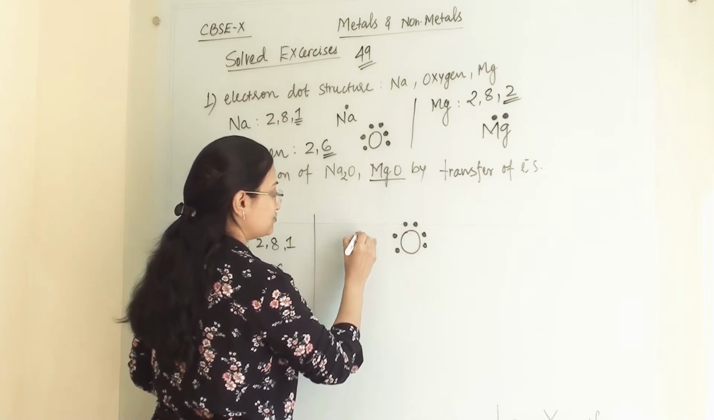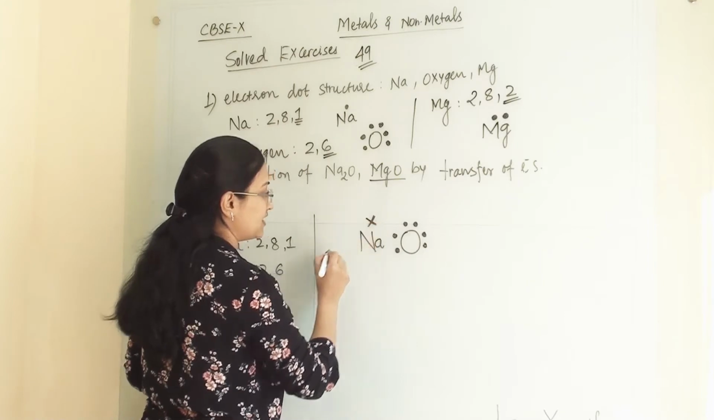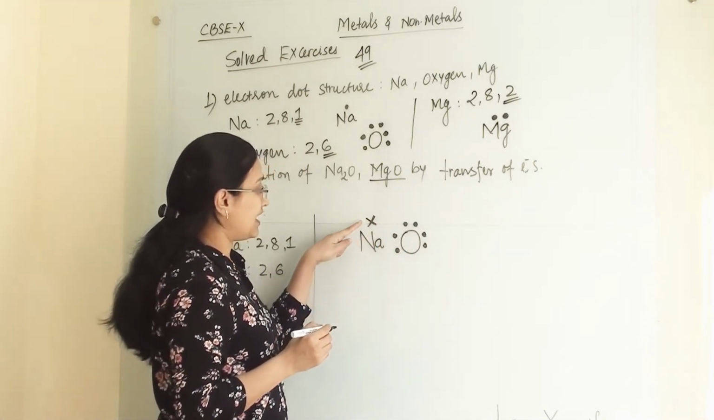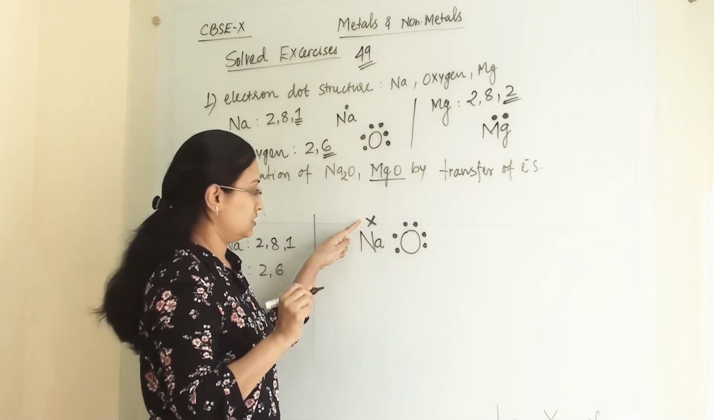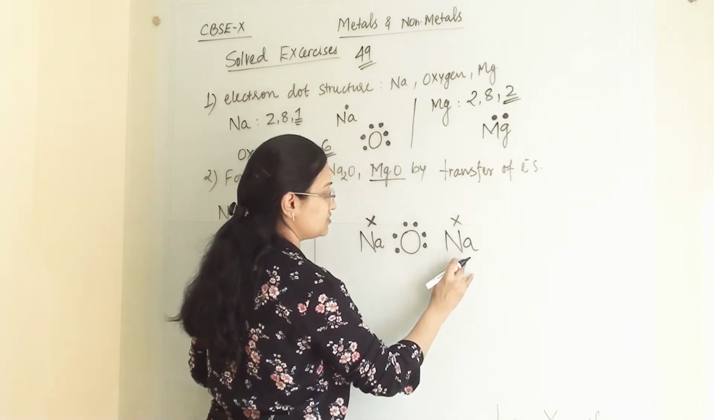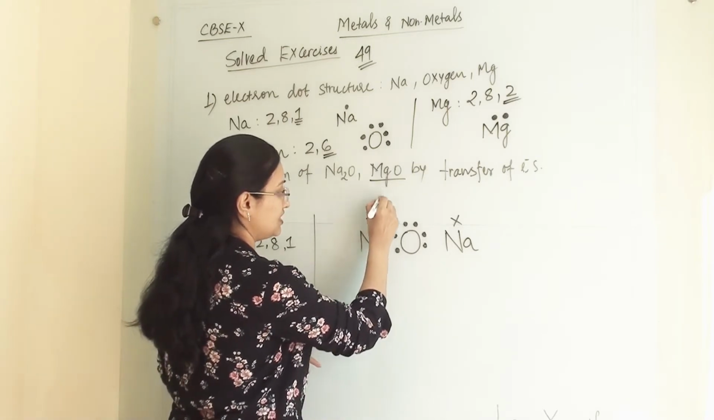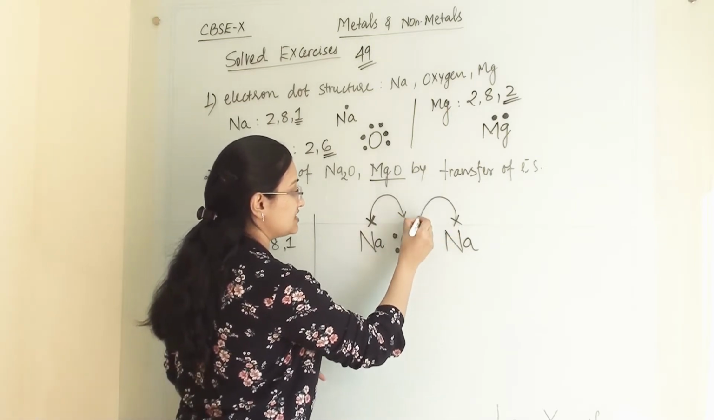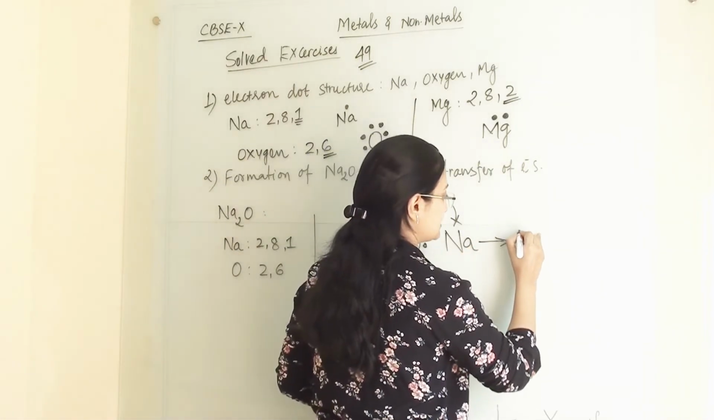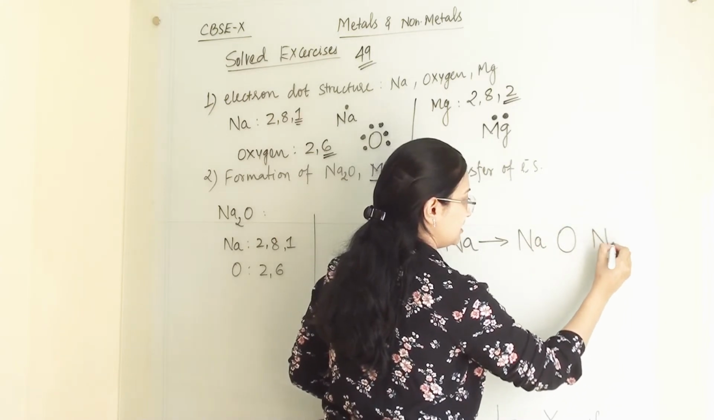Here I am going to represent sodium and I am showing sodium's 1 electron. To distinguish it from oxygen's electrons, I have marked it with a cross. Here this is sodium's electron, this is another sodium. So 2 sodium will react with 1 oxygen. How? They are going to donate this electron to oxygen. So the structure will be like this: Na, then O, then Na.